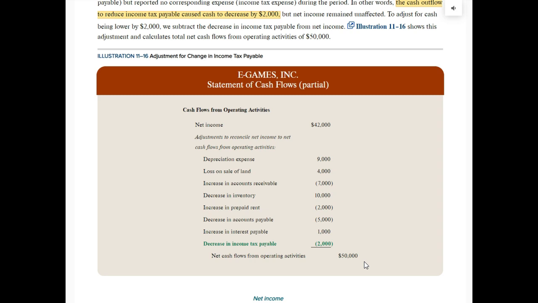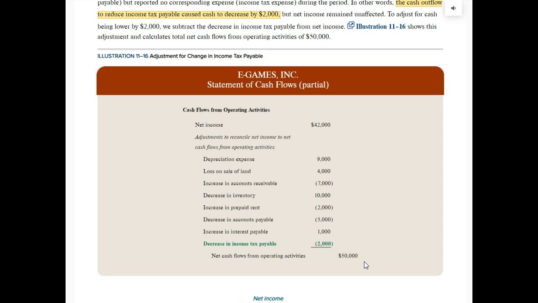Now, you might go several years with this being a negative number. If that's the case, that means you're having more cash going out the door just from operations than cash coming in. You cannot have that very long. So you want this number to be positive. Net cash flows from operating activities.